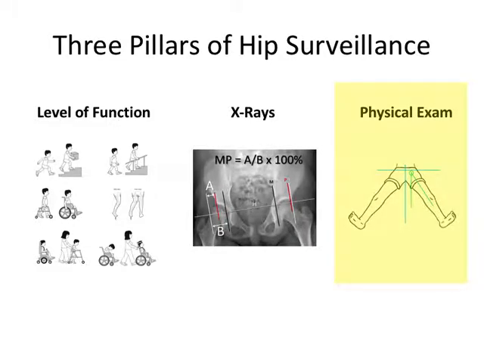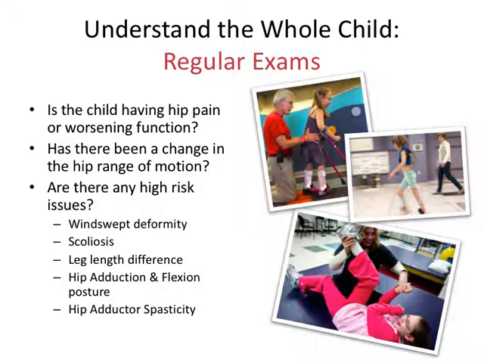Okay, so the final pillar of hip surveillance is your physical exam or overall assessment of the child, and that's what you'd be doing. And so these are critical questions. Is the child having hip pain or worsening function? Is their GMFCS function changing? Has there been a change in the hip range of motion? Are there any high-risk issues that I talked about before? So all of these would happen on regular exams. So all of that together constitutes a hip surveillance program. The assessment of risk with each session, the stratified x-rays for identifying silent hip dysplasia, and finally these regular physical exams.